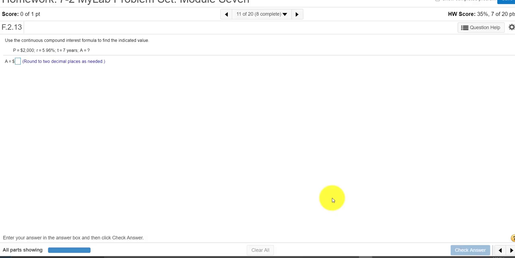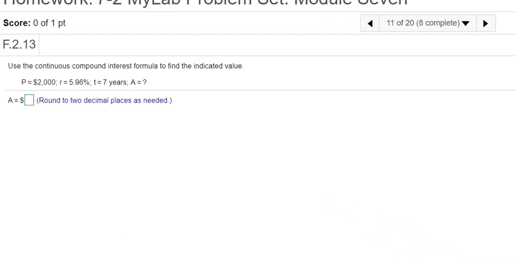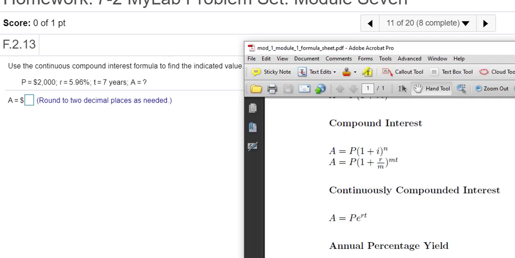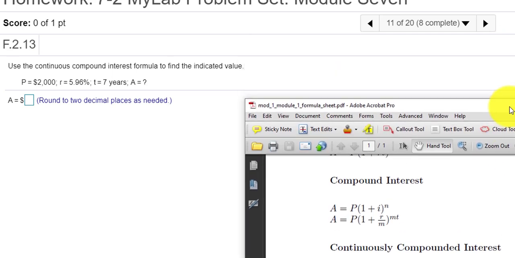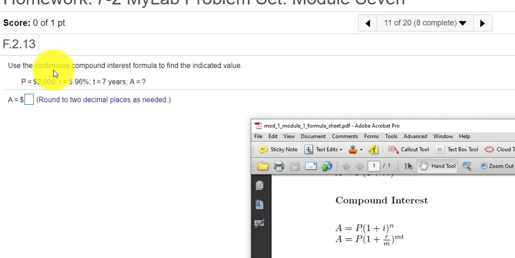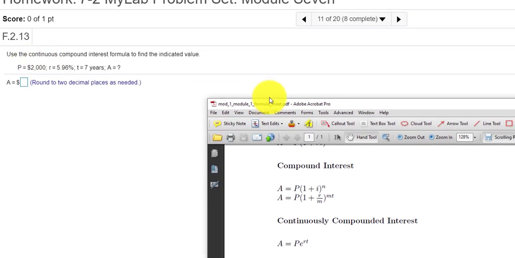Hello, class. Problems 11 through 13 deal with the continuous compounding formula, right? Notice the word continuous is used here. As soon as you see the word continuous, you know you're going to use the continuous compounded interest formula, and that's got the letter E in it.